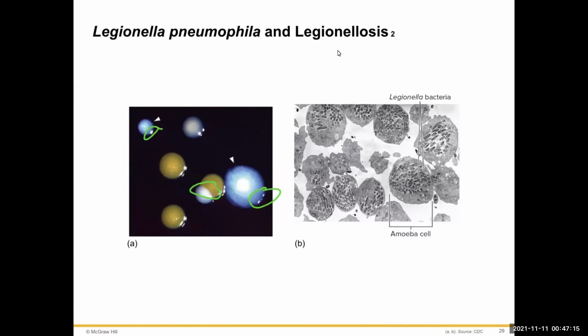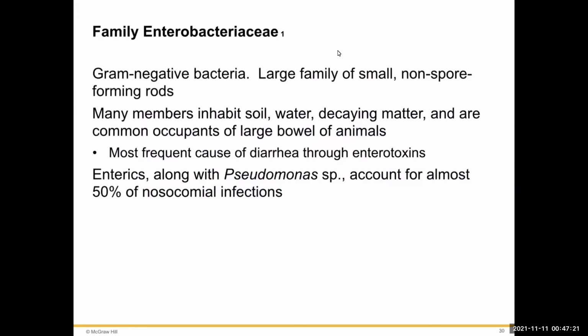Okay. And this is the bacteria. This is the amoeba cell, and the amoeba cell hosts the bacteria. So the family Enterobacteriaceae are gram-negative bacteria. It's a large family of small, non-spore-forming rods. Many members inhabit soil and water, decaying matter, and are common occupants of the large bowels of animals.